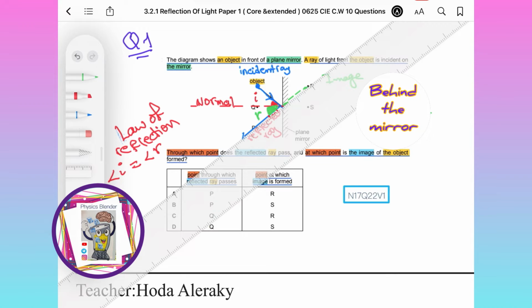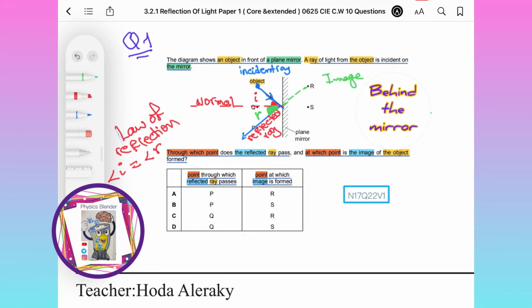Why did I draw this dotted line? Because it's virtual. We don't have anything behind the mirror, it's a location for the image. So the image is located at R, and the reflected ray will pass through P. And to make sure that your answer is correct, the image is located behind the mirror at equal distance. The distance between the object and the mirror should be equal to the distance between the image and the mirror.